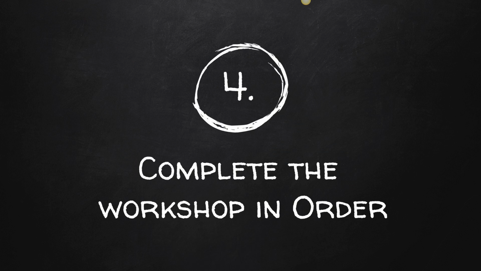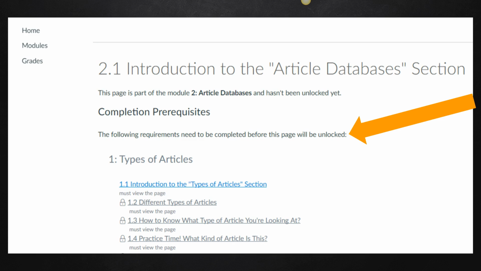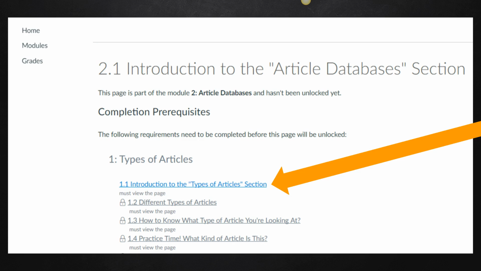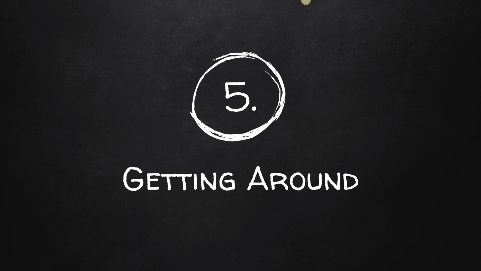Number 4. You must complete the workshop in order the first time that you do it. If you try to skip ahead, you'll see information on what you need to do before you can access that area of the workshop, and you'll see a link to the first thing that you need to do in order to move forward.